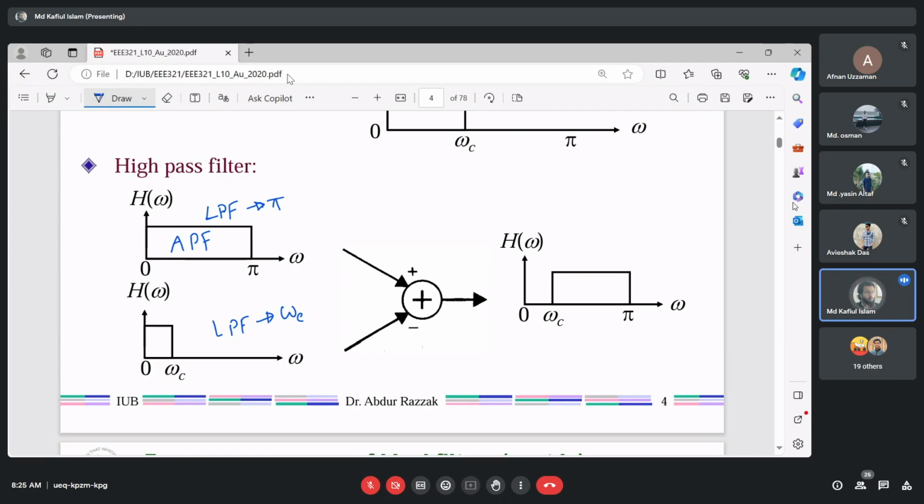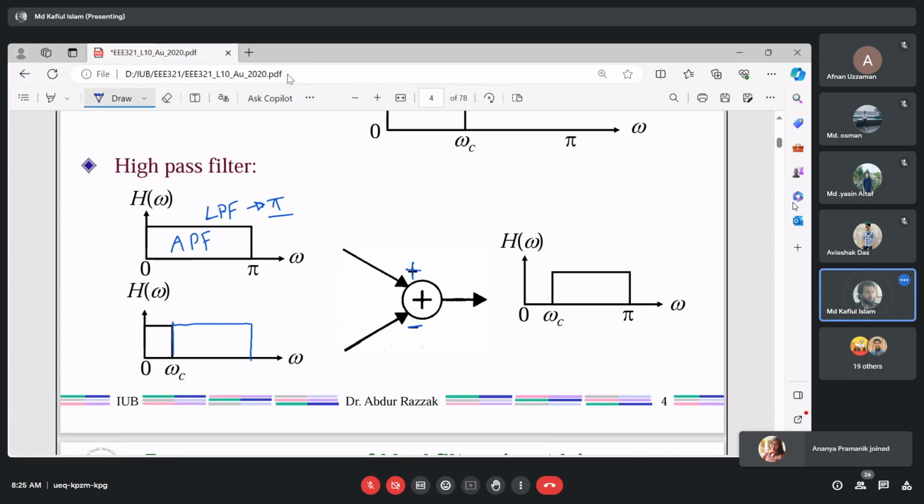This is also true. So if you have two low pass filters, one with cutoff frequency π and another with cutoff frequency ωc, and you subtract the second one from the first one, you will be able to get the high pass filter. So if you subtract, basically you will get this, right?